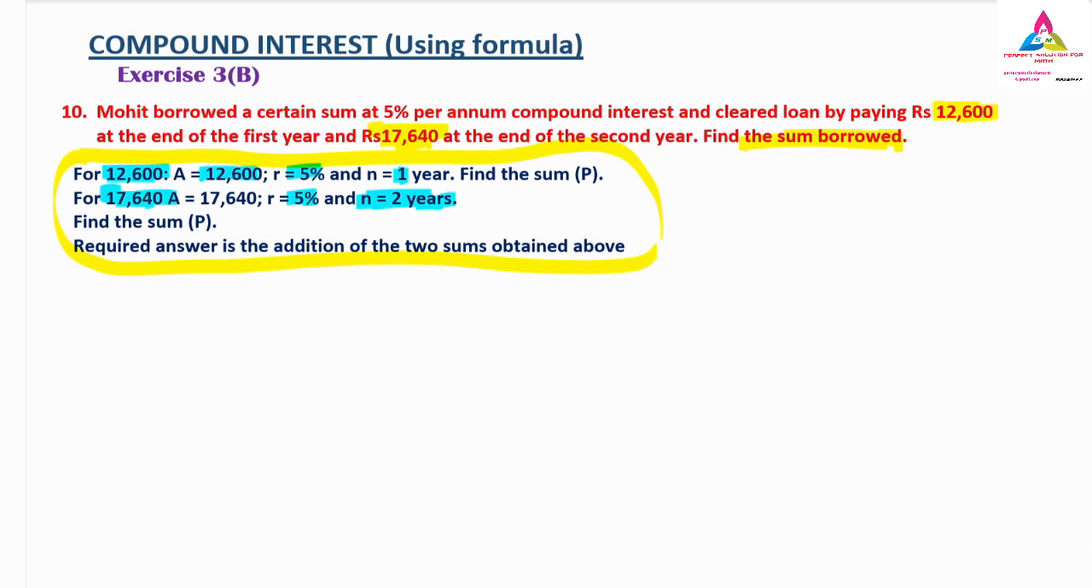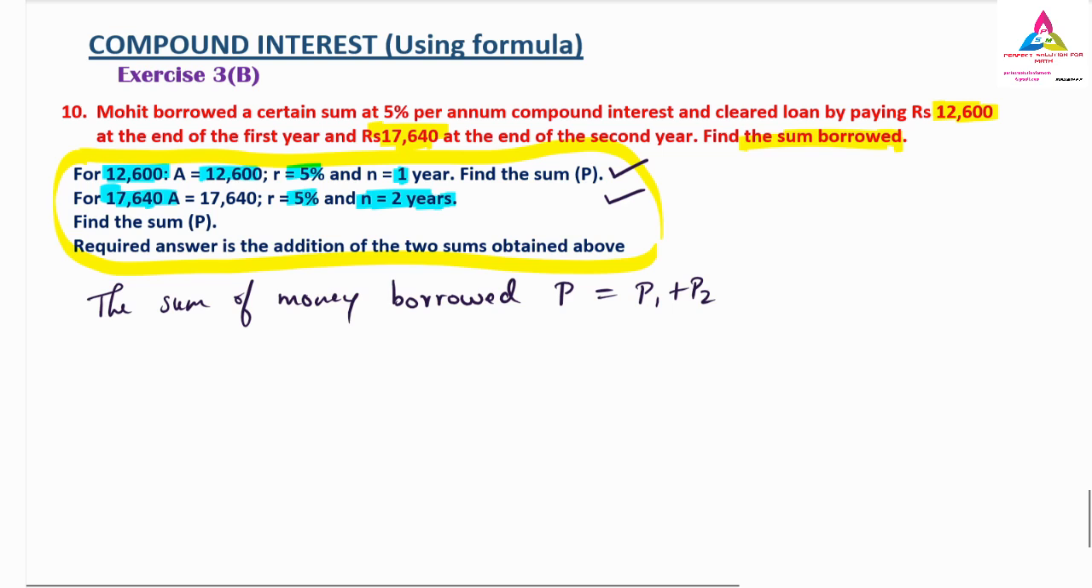To find that, the sum of money borrowed, this is very important: I will take P, and that P will be found by P1 plus P2. I am taking P1 as the principal amount for the first year, and P2 will be the principal amount for the 2 years, because he is paying the 17,640. So here we will have two parts. So let us calculate, again I will do two parts.